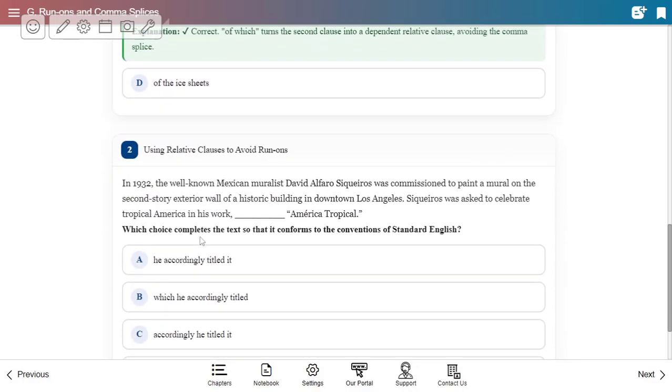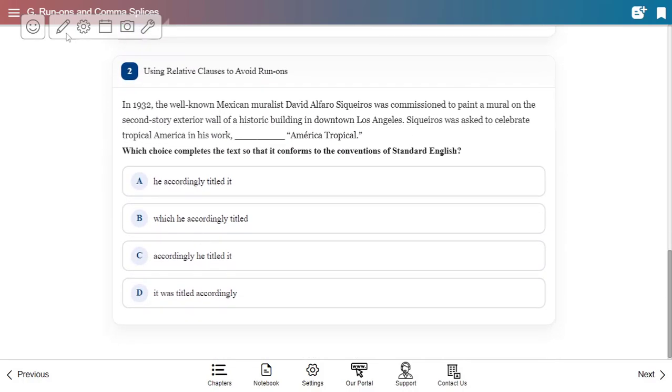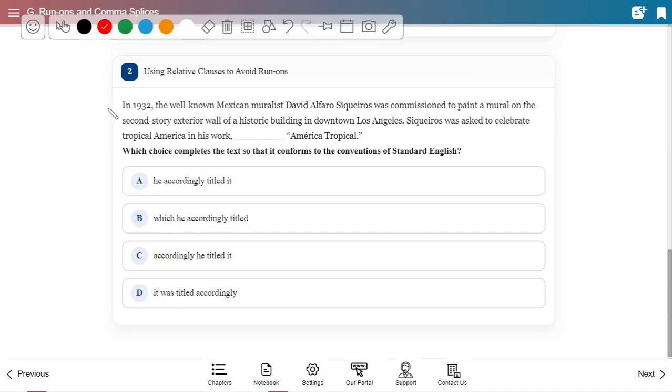Let's take a look at number 2. In 1932, the well-known Mexican muralist David Alfaro Siqueiros was commissioned to paint a mural on the second-story exterior wall of the historic building in downtown Los Angeles. Siqueiros was asked to celebrate tropical America in his work.